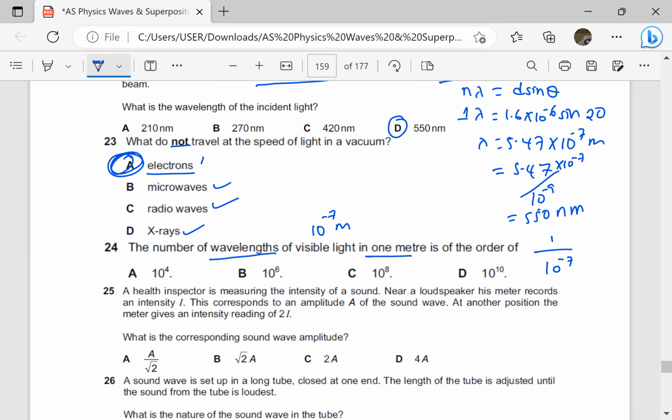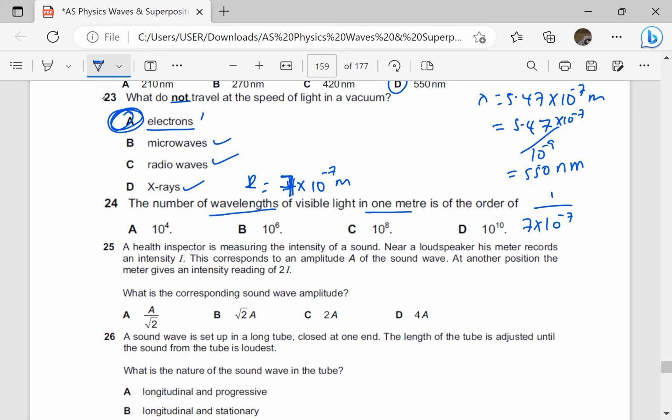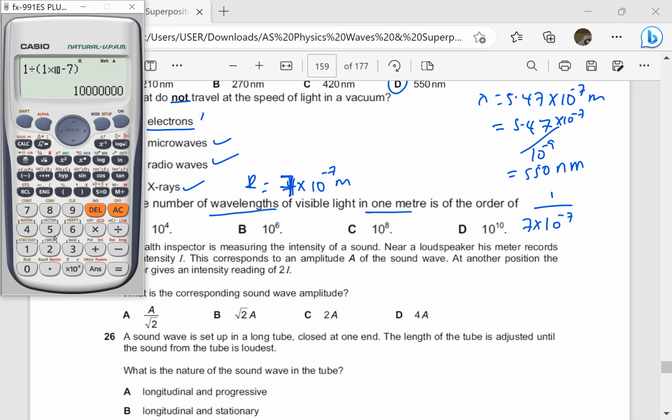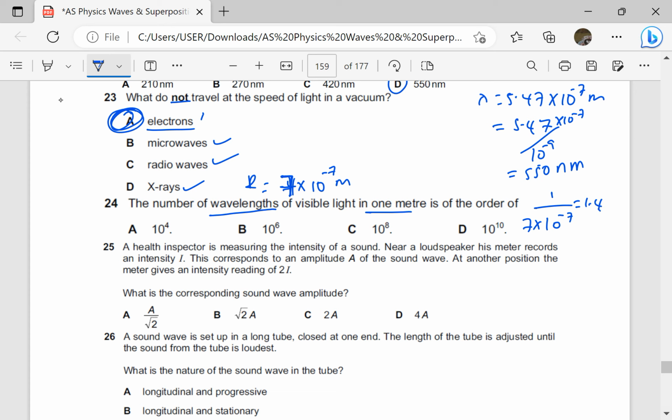Okay, let's just choose a color maybe. Let's say we have taken 7 times 10 power negative 7, because 7 is the biggest, that is for red in the visible light. So let's say 1 divided by 7 times 10 power negative 7. So this is 1, 2, 3, 4, 5, 6. So that is power 6. This is going to be 1.4 times 10 power 6. So that means the answer should be power 6. So the answer is going to be B.